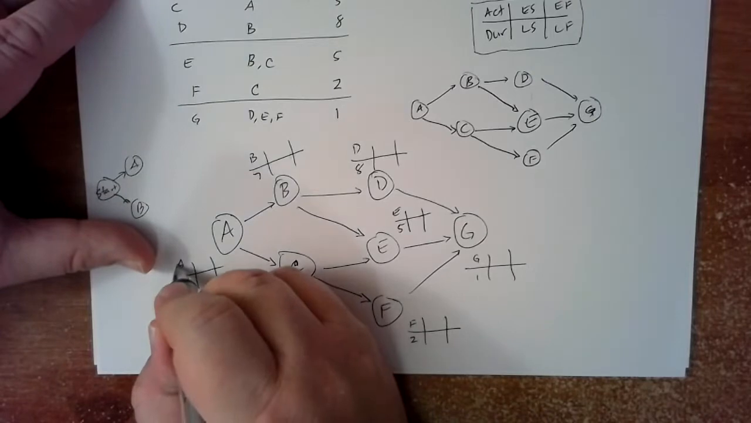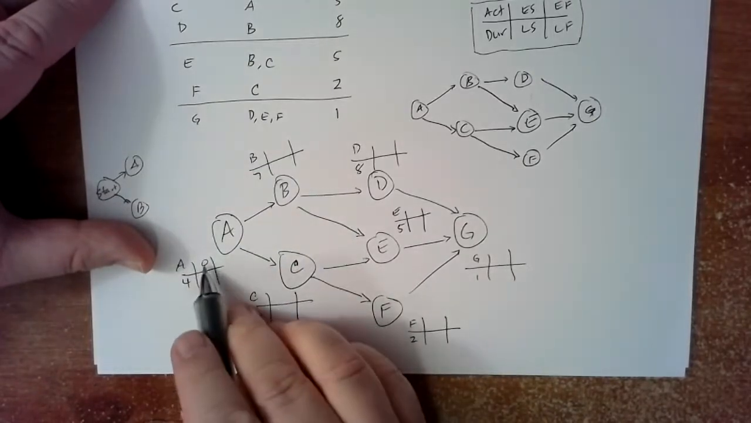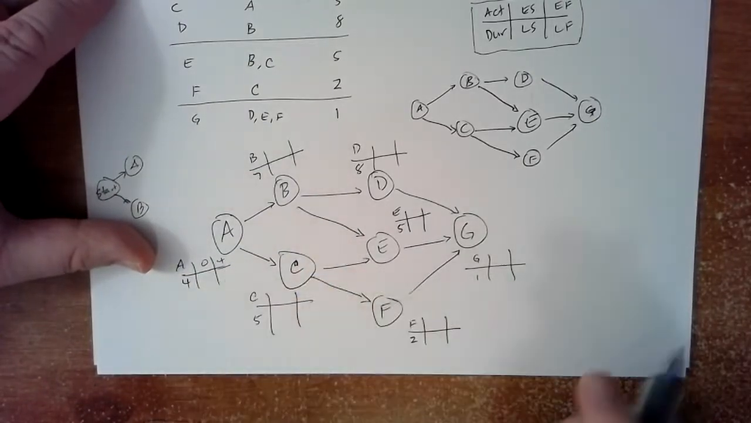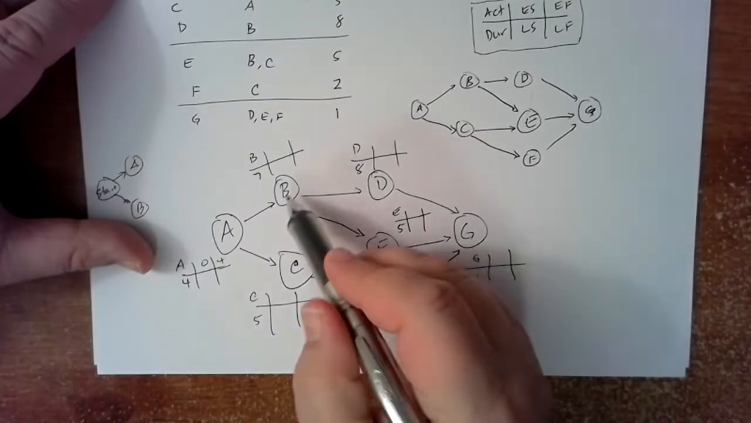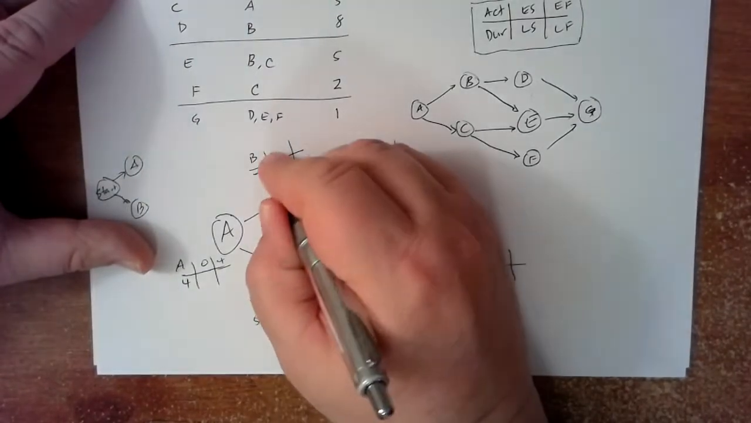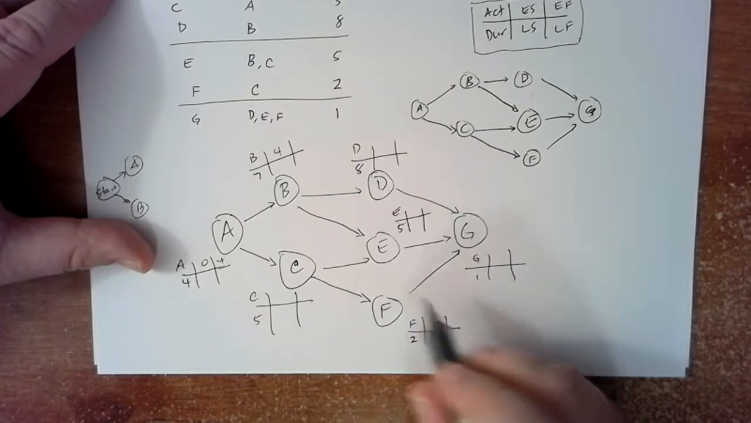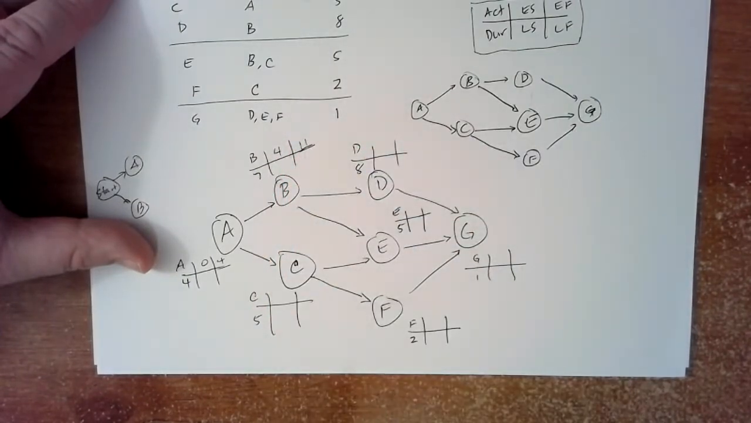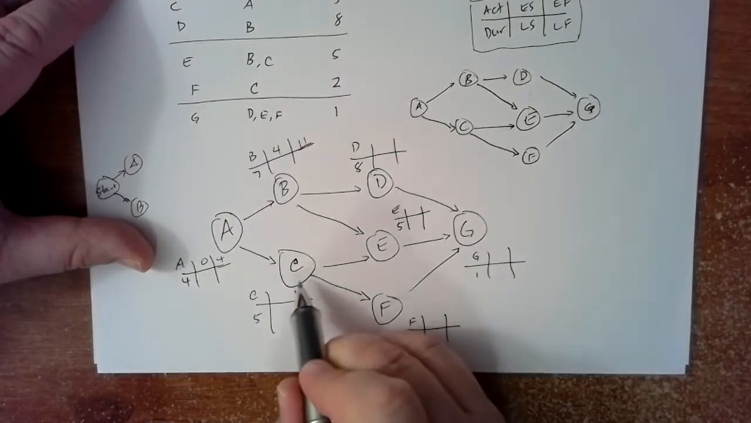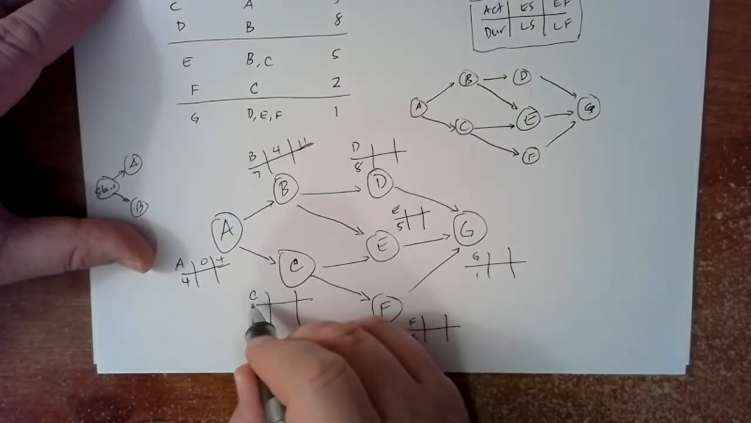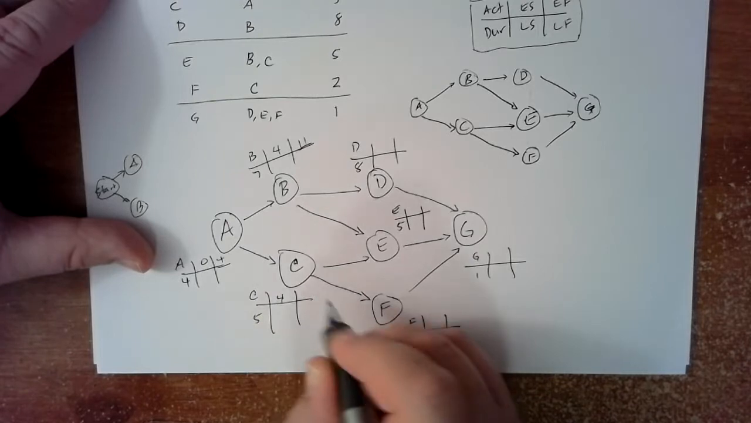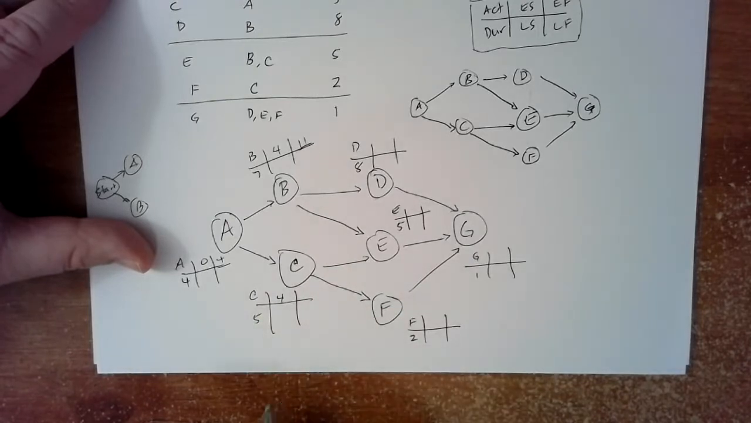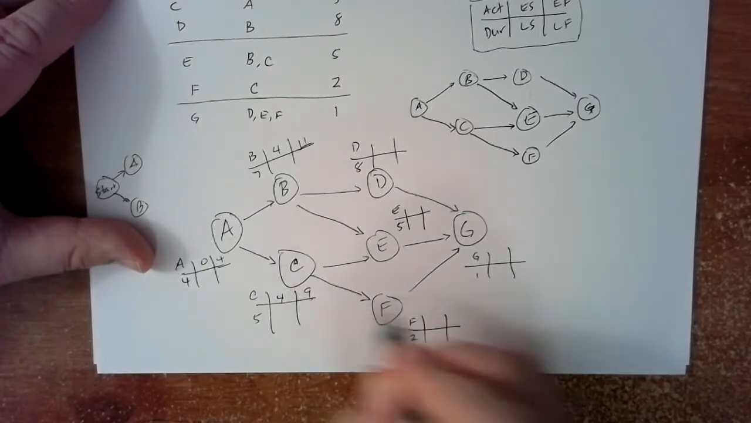So A is going to start at 0. And then 0 plus 4 is 4. Good. Now B had to wait for A, so therefore the earliest start time for B is 4. 7 and 4 is 11, and that is the earliest finish time for B. Similarly, C. C has to wait for A, so it has to wait until 4 units to start. 4 and 5 is 9.